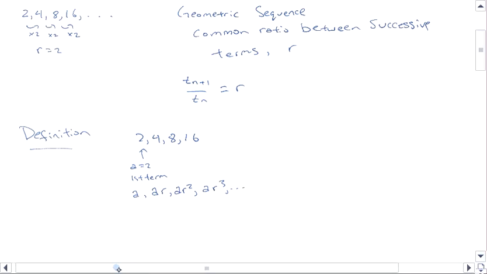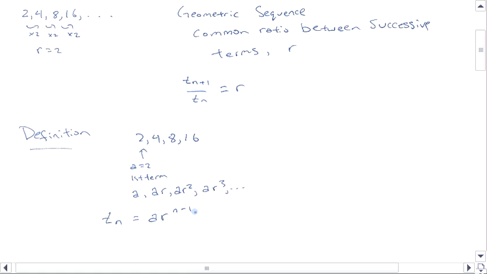Okay, so this is now getting pretty close to a definition. What I'm going to do is write down what the definition is, and then we'll work backwards and show that that's actually what we're getting here. There's a definition that looks like this: Tn is equal to A times R to the power of n minus 1.